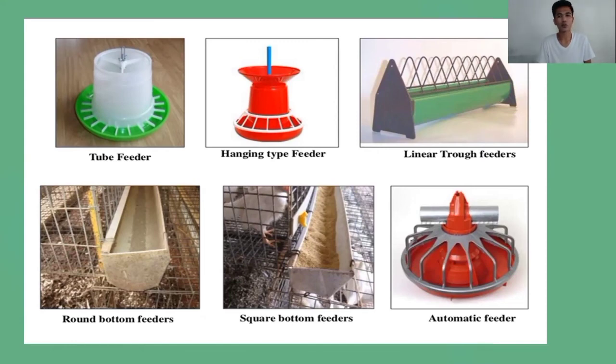Third is the linear trough feeder. The linear trough feeder is available in different sizes, usually made of galvanized iron. However, it can be made out of locally available materials like wood and bamboo. Round bottom and square bottom feeders are mostly used for caged birds. The automatic feeder dispenses the feed automatically.